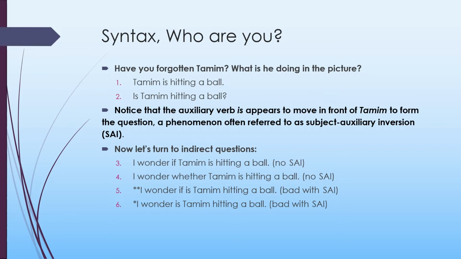Okay, let me give you one correction. Here there will be one comma. Notice that the auxiliary verb is appears to move in front of Tamim to form the question, a phenomenon often referred to as subject auxiliary inversion, SAI. So this is the rule, is moves in front of Tamim to form the question. So if it is a question, then this particular auxiliary verb needs to come in front, and that's what we are referring to as syntax.